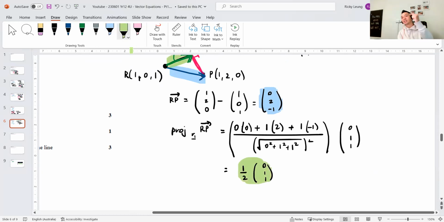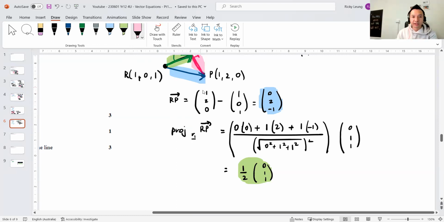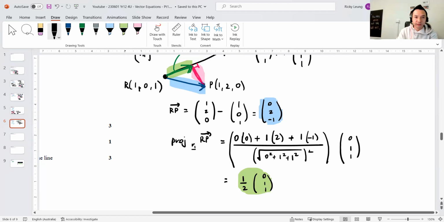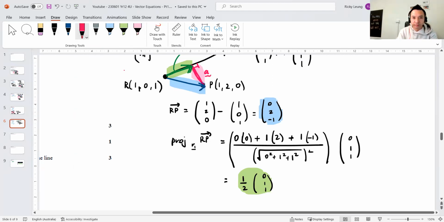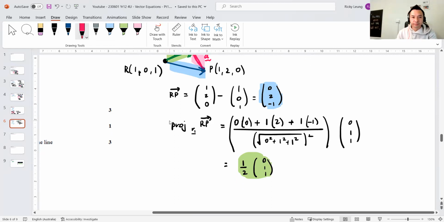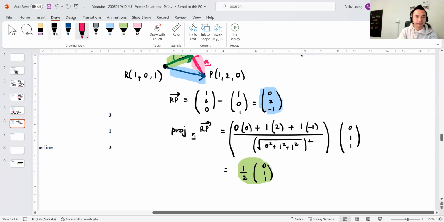And now I need to subtract blue minus green, right? To get pink. I need this vector because that's the vector that I want the magnitude of. That's the shortest distance, right? So why don't I call the pink vector A or something, right? Let's call it A.